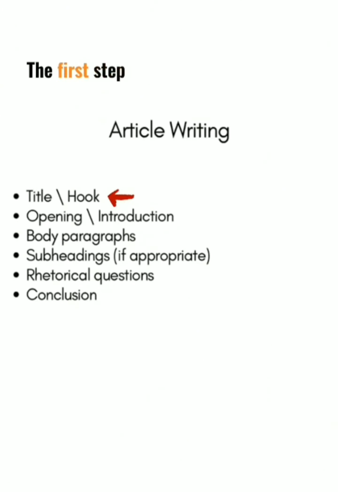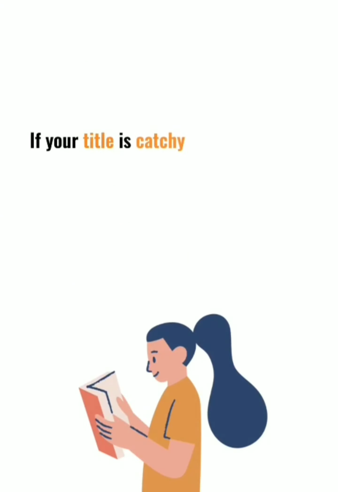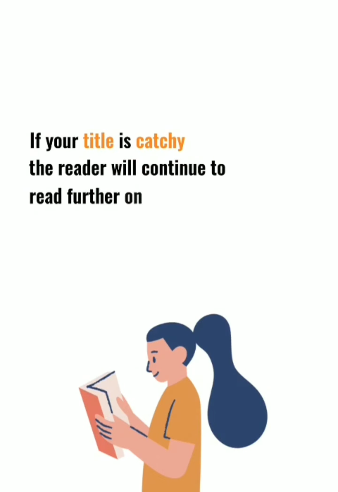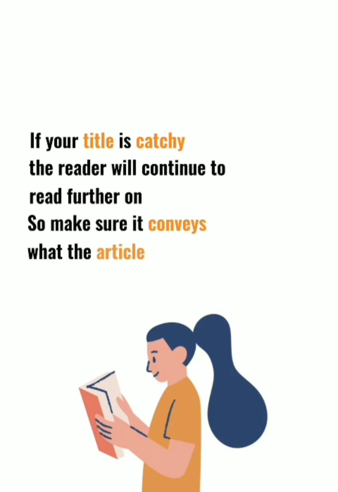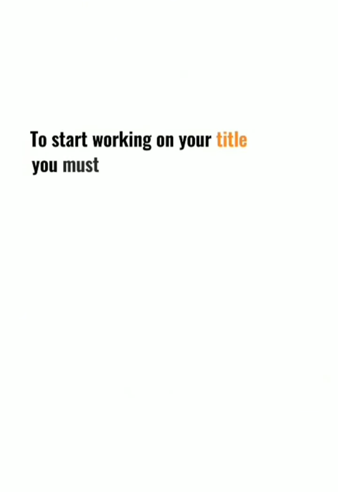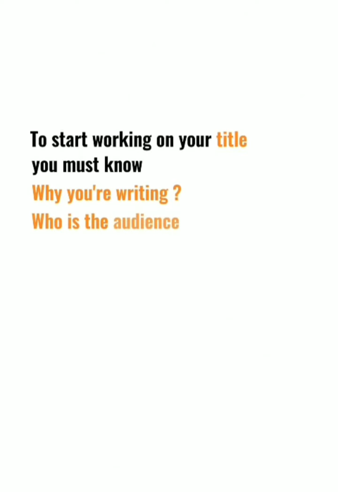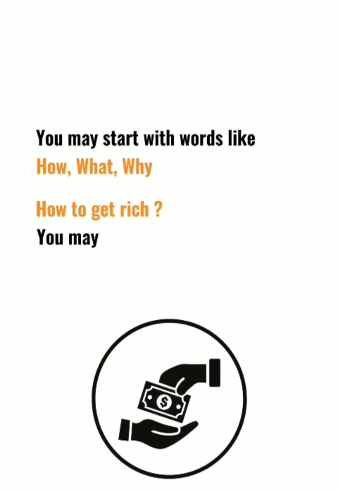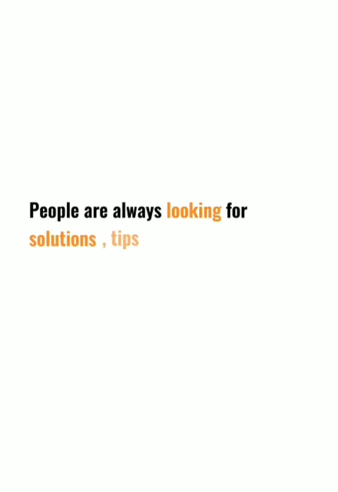The first step is the title or the hook. If your title is catchy, the reader will continue to read further on, so make sure it conveys what the article is about in an interesting way. To start working on your title, you must know why you're writing, who is the audience, and what they need. You may start with words like how, what, why, how to get rich. You may add numbers to your title, how to get rich in 20 days. People are always looking for solutions, tips, tricks, validation, guidance.